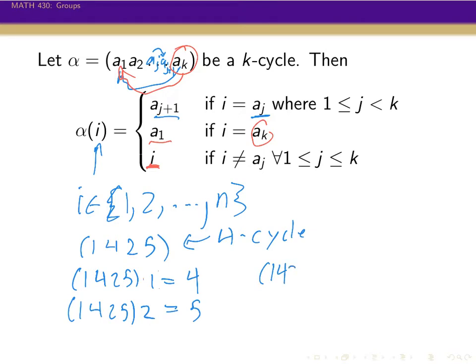(1 4 2 5) applied to 5, so 5 is the last number, and so it sends it back to 1. And then if I applied it to something else, like (1 4 2 5) applied to 3, 3 is not inside the cycle at all, and so the cycle leaves it alone. It spits back 3.